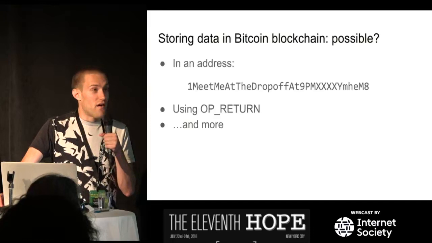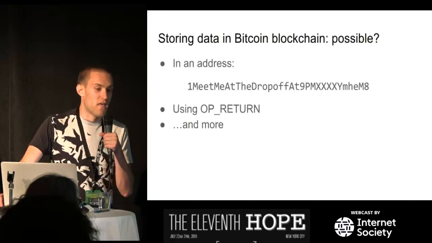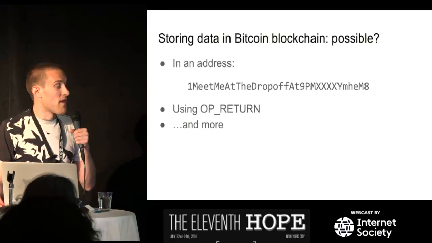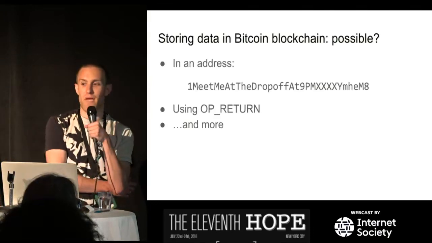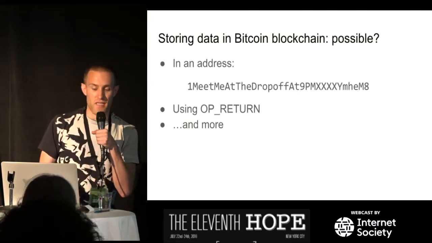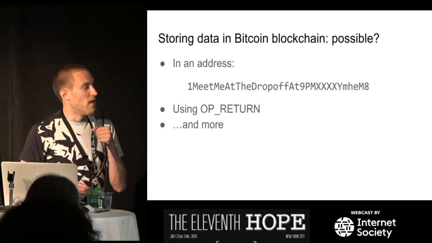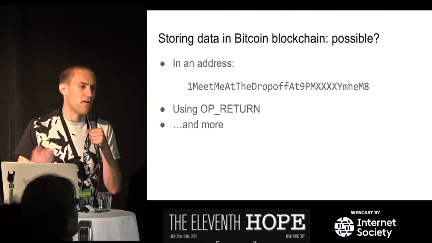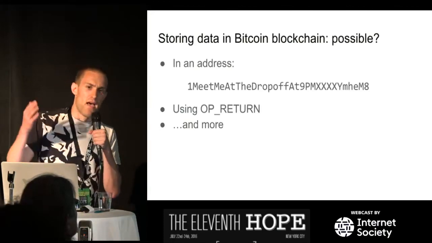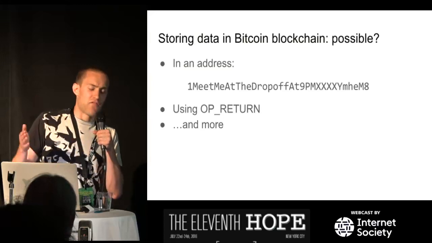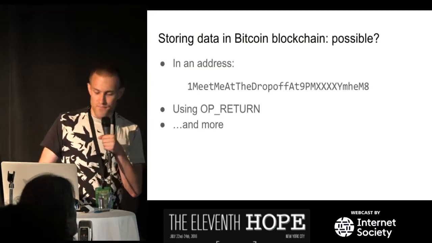So there are features of the Bitcoin protocol that let you store information in Bitcoin transactions pretty efficiently. And what I'm most interested in is something called OP_RETURN, which basically says everything after this is just raw data.